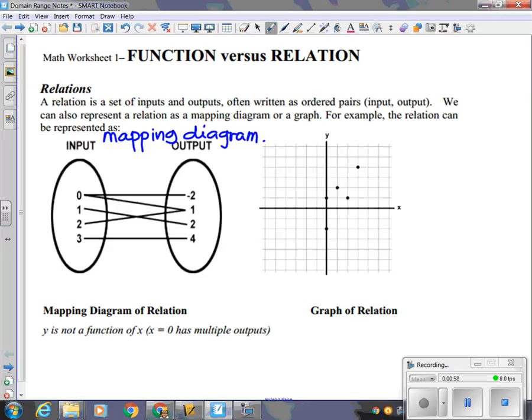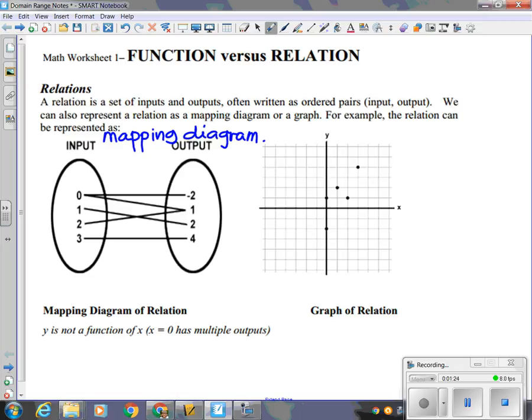There will be a time on a quiz or a test where you'll have to do a mapping diagram, and I always have 2 or 3 students that just forget what in the world they're doing when it's really pretty easy. Here are my input values, 0, 1, 2, 3. Here are my output values. I am going to draw a line connecting an input to an output. So 0 is connected to -2. 0 is also connected to +1.